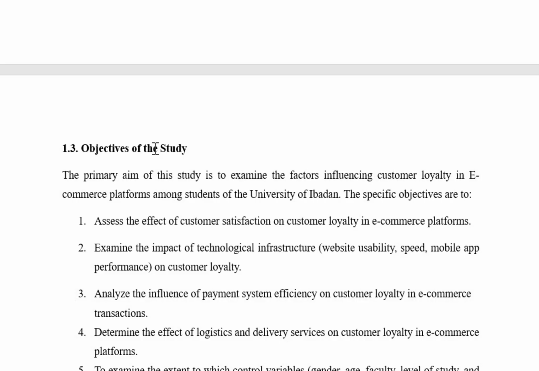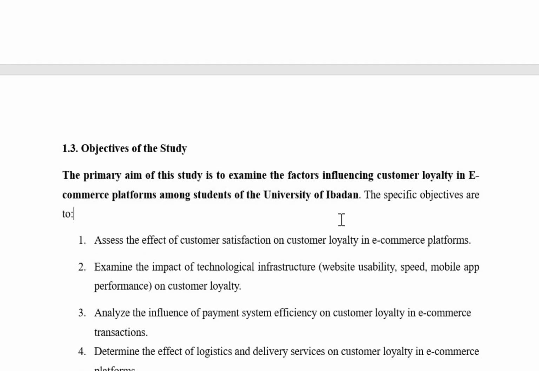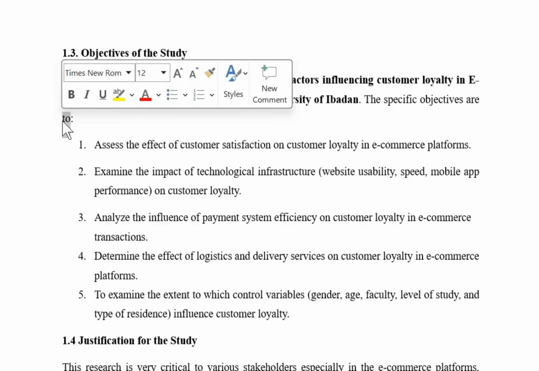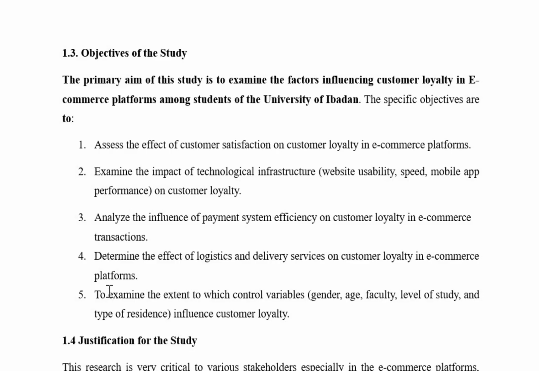For example, the primary aim of this study is to examine the factors influencing customer loyalty on e-commerce platforms. Then my specific objectives are this. So this is wrong. Once I've used "to" here, I need to cancel any "to" in this place. So I don't need this here. So don't make that mistake.